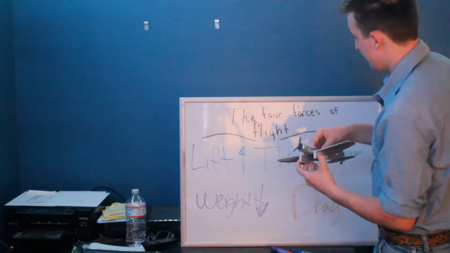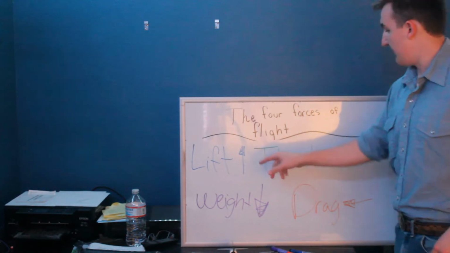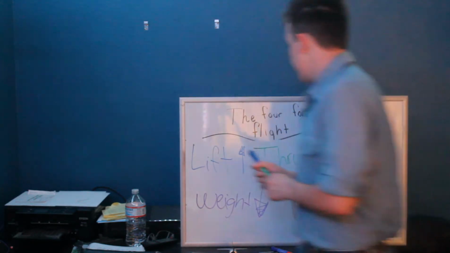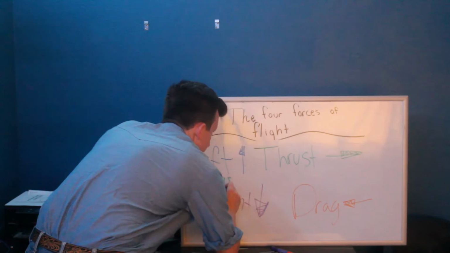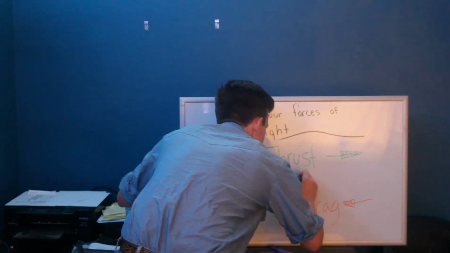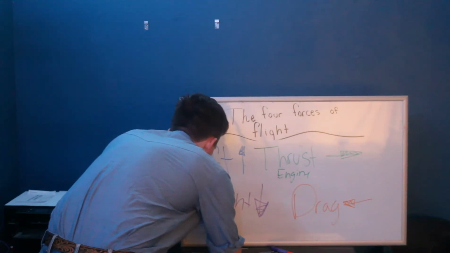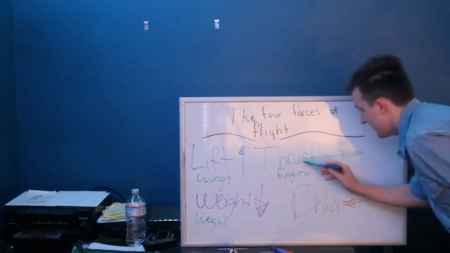So that, folks, is essentially the 4 forces of flight: lift, thrust, weight, and drag. And to top you off one more time, lift: think wings. Thrust: think engine. Weight of the airplane. And drag, the opposite reaction.